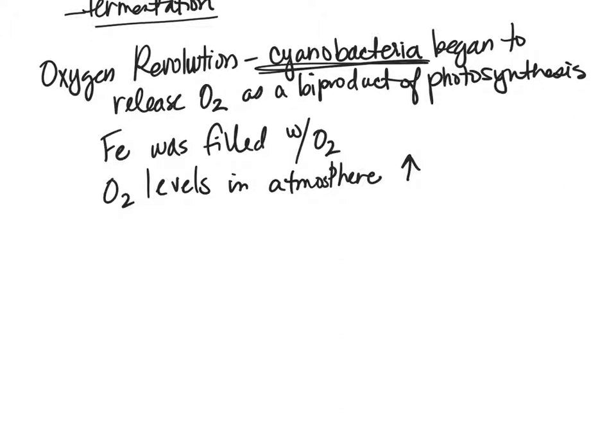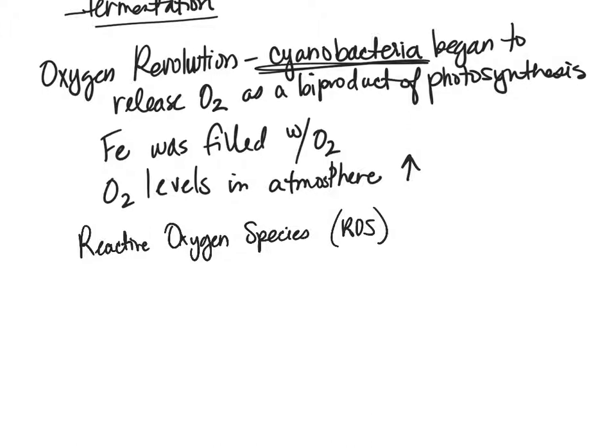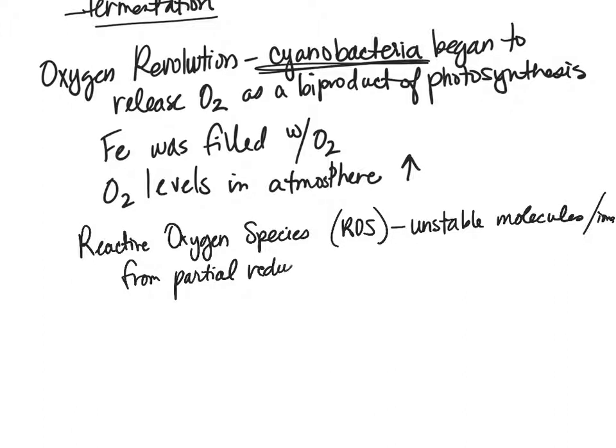So why was oxygen causing this problem? Why were there organisms that were dying off? That is because of what are called reactive oxygen species, or ROS. ROS are unstable molecules or ions that are from the partial reduction of oxygen. These reactive oxygen species are unstable, which means they're trying to grab or interact with electrons. If an organism partially reduces oxygen, then it can create these reactive oxygen species, which then can damage molecules.